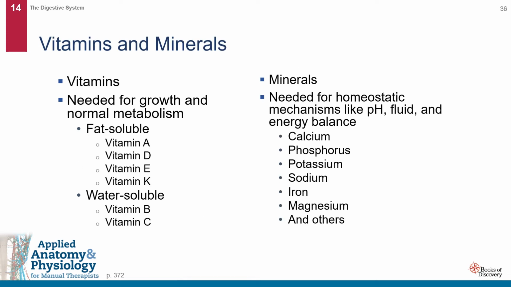Let's take a closer look at the role of vitamins and minerals. Vitamins are needed for growth and normal metabolism. We have the fat-soluble vitamins, which are vitamins A, D, E, and K, and we have the water-soluble vitamins, which are vitamin B and vitamin C. In terms of minerals, minerals are needed for homeostatic mechanisms like pH, fluid, and energy balance. And the minerals that we are referring to are calcium, phosphorus, potassium, sodium, iron, magnesium, and others.